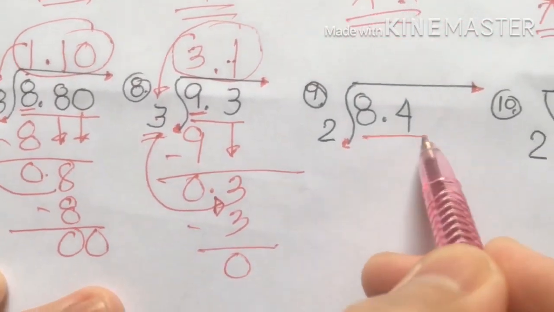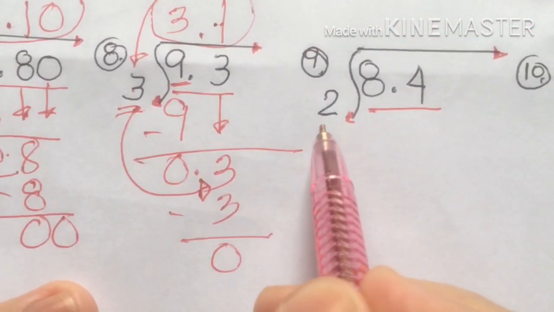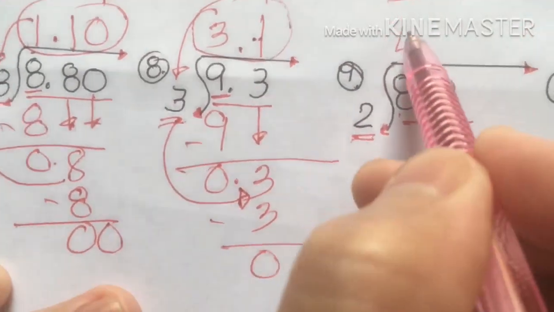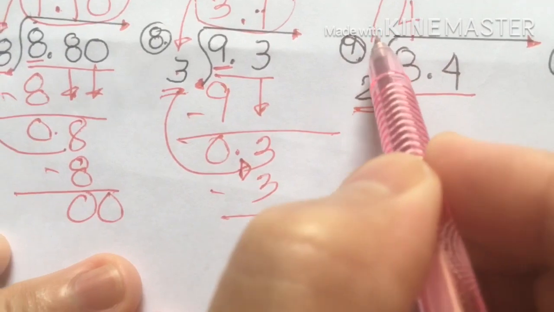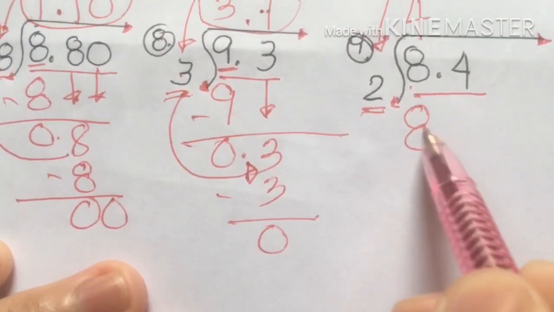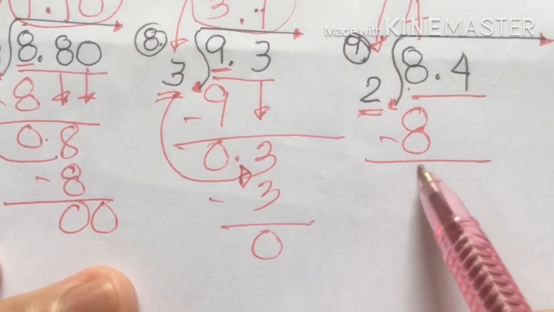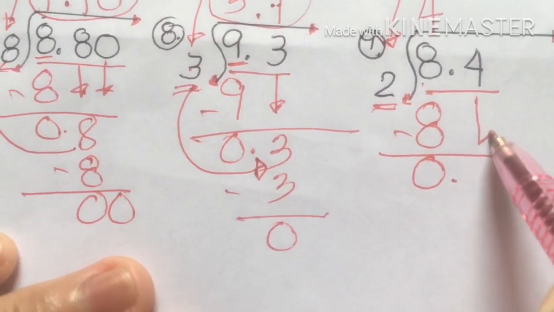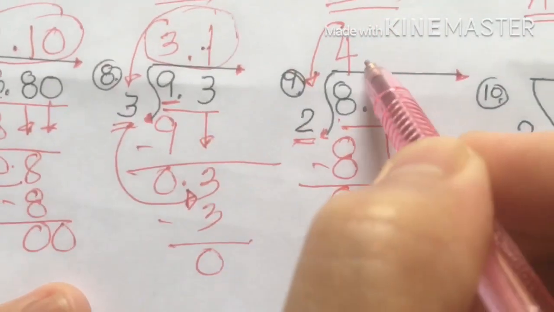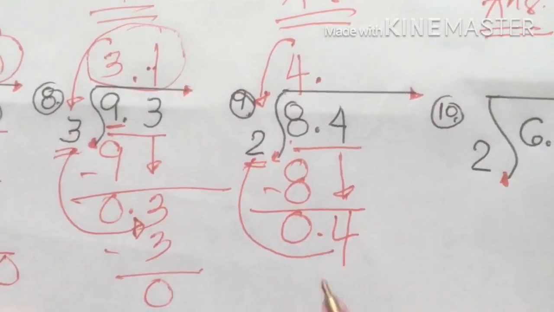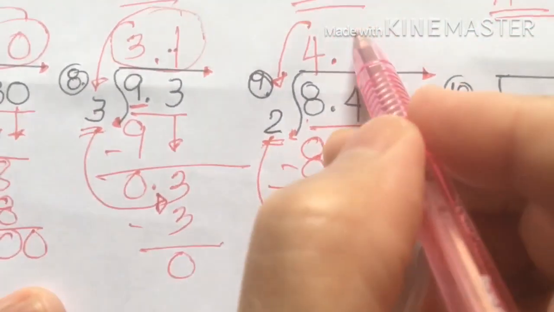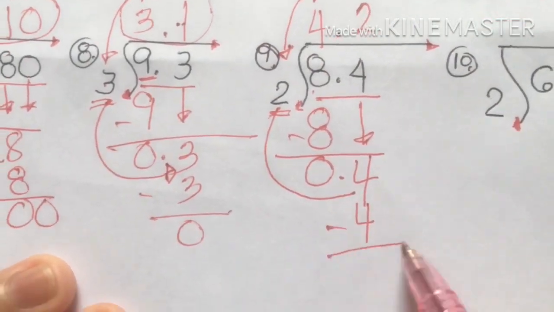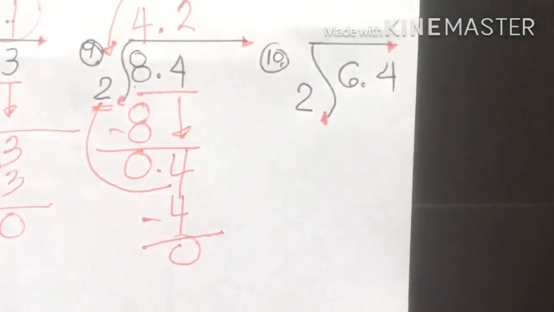Next, 8.4 divided by 2. 8 divided by 2, the answer is 4. 4 times 2, the answer is 8. So we're going to write 0. Next, bring down 4. Okay, next divide 4 divided by 2. So we're going to write here 2. 2 times 2, 4. Next, number 10.